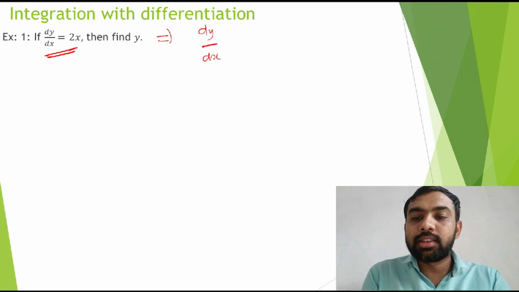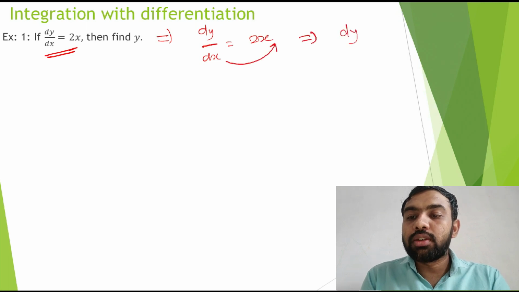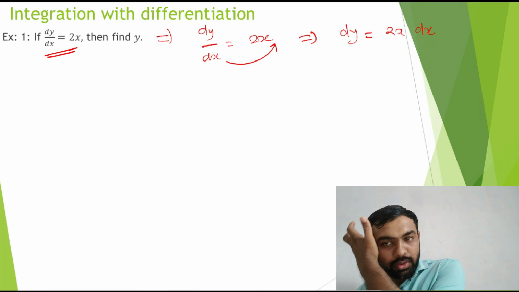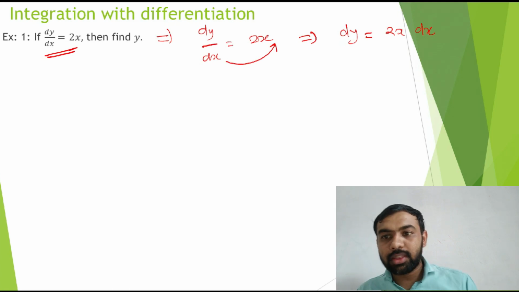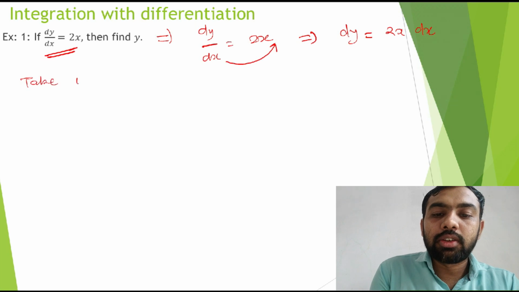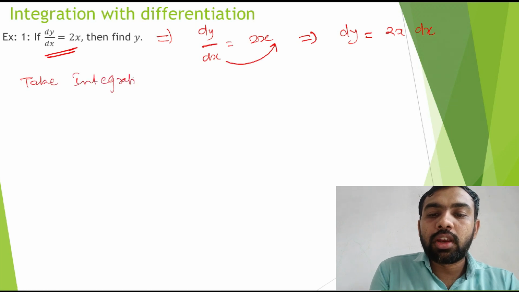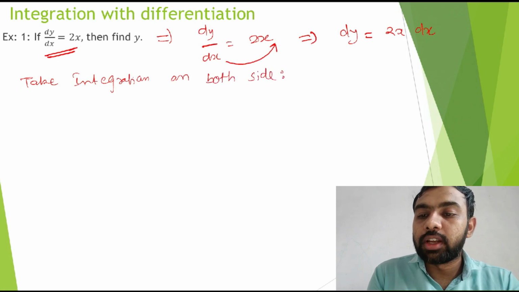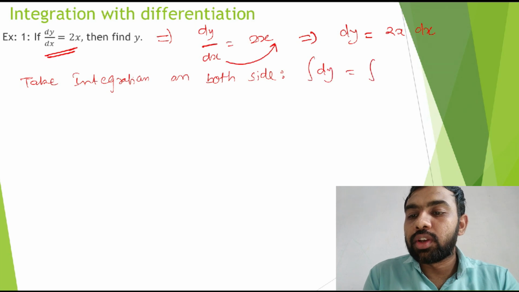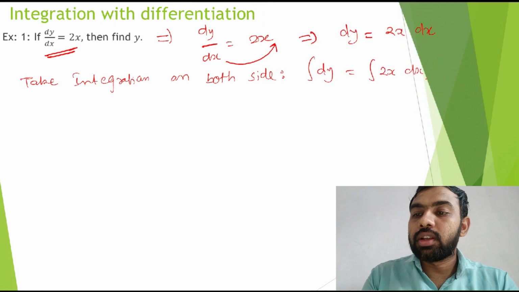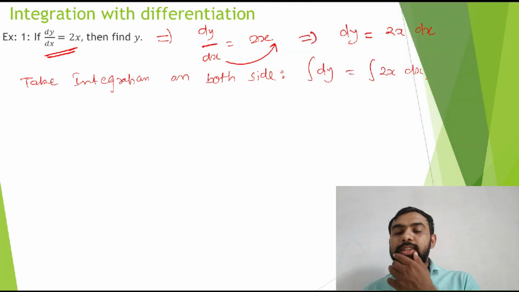dy by dx is equal to 2x. Then take this dx here. So what do you get? dy is equal to 2x dx. Okay, dy is equal to 2x dx. You just arrange this term in this way. Now take an integration on both sides. So integration dy is equal to integration 2x dx.